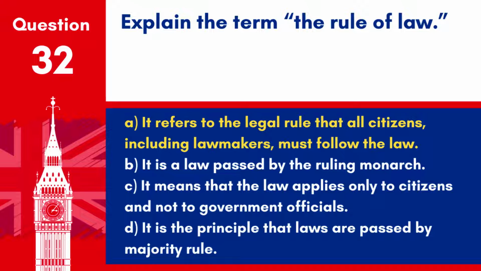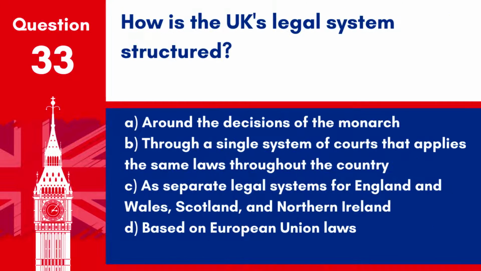Answer. A. It refers to the legal rule that all citizens, including lawmakers, must follow the law. The rule of law is a fundamental principle that ensures fairness in the application of the law, holding everyone, including government officials, accountable under the law. Question 33. How is the UK's legal system structured?